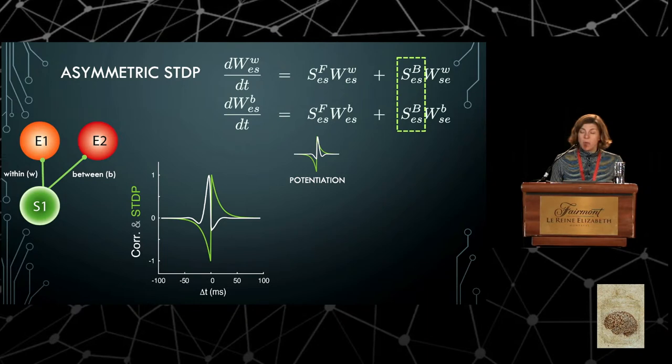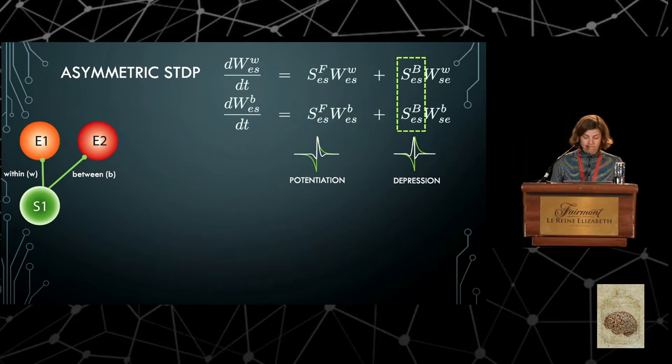This term is a similar term, and now this is conditioned on the spiking relationship pattern from the E cell to the SOM cell. And this is a scenario where the E cell leads the SOM cell, and this leads to depression.